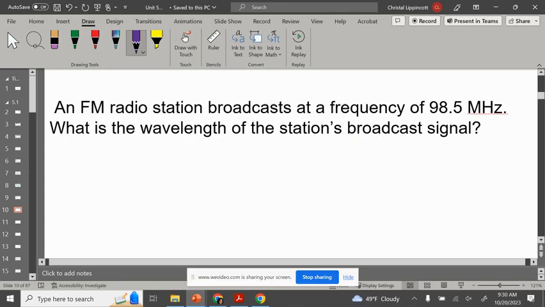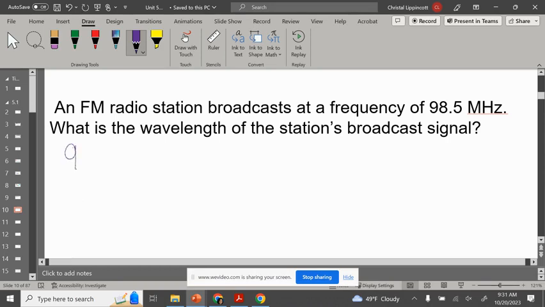Here we have an FM radio station. They're broadcasting at 98.5, but it's megahertz. So this is going to be another example of where we're going to have to use our friend dimensional analysis. We've got to get this from megahertz into, what can we use? Hertz. Okay. So I'm going to start with that, and then I'll get into that equation.